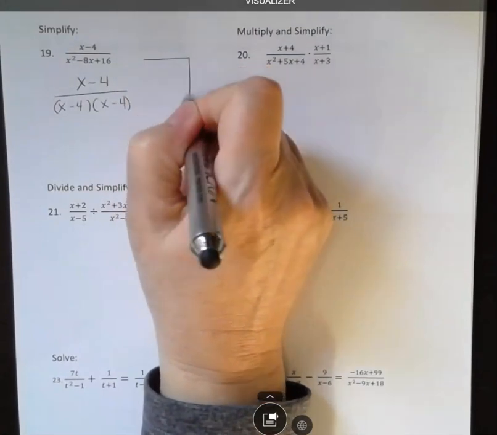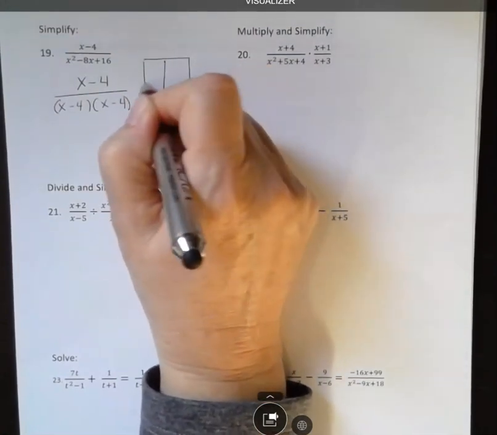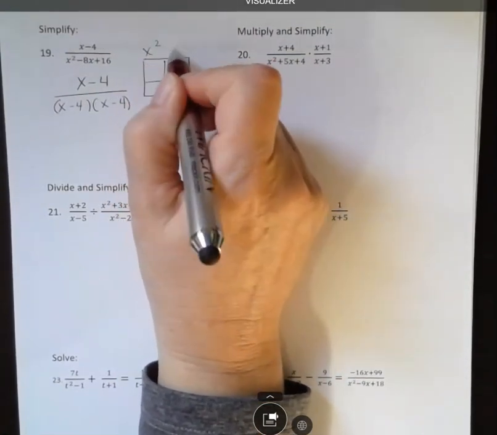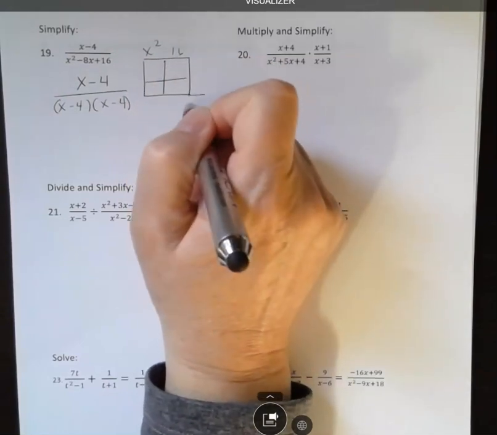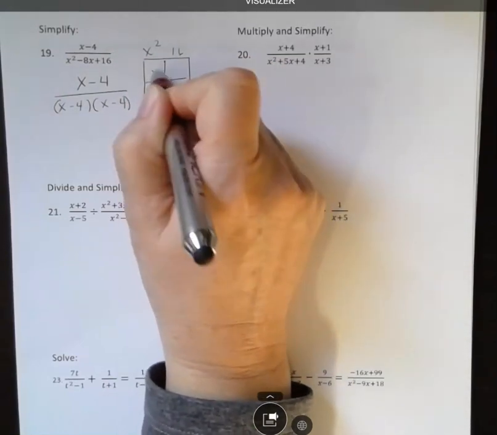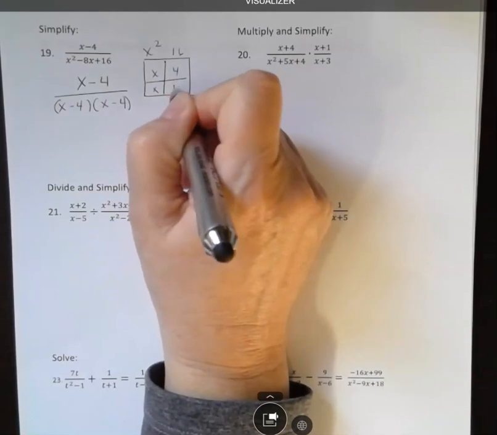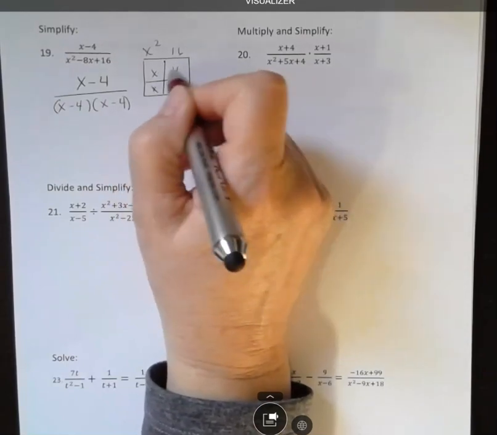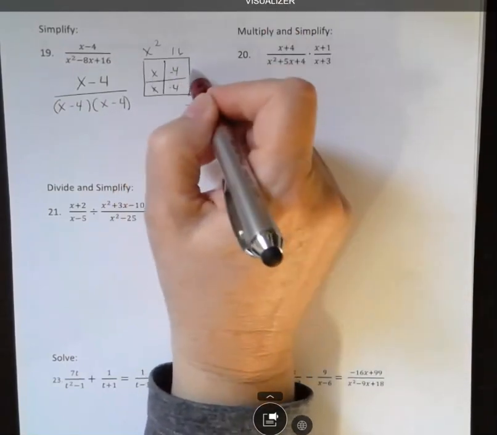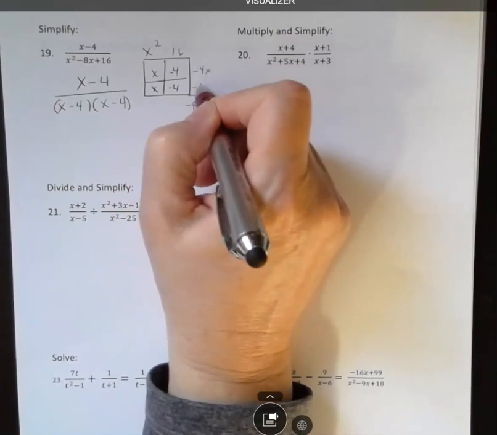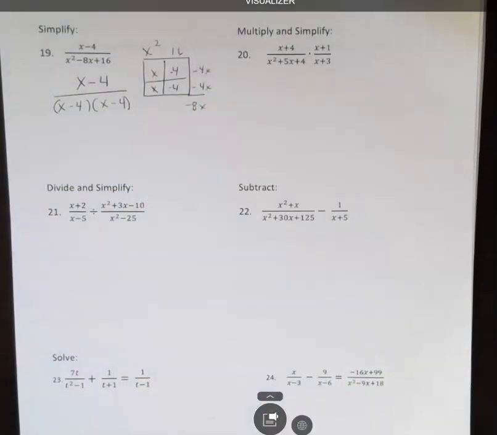And if you didn't see that, again, you could do the box method, put your x squared up here, your 16 here, and your negative 8x there, and you would maybe guess and check until you got to this. And you would see that the 4's have to be negative because we need negative 4x and negative 4x to make negative 8x.